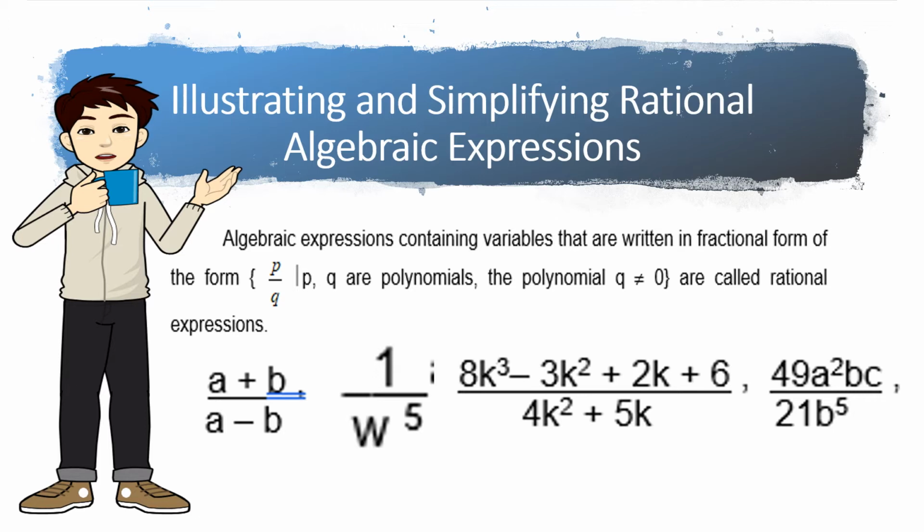We have a plus b over a minus b, 1 over w to the fifth power, 8k cubed minus 3k squared plus 2k plus 6 over 4k squared plus 5k, 49a squared bc over 21b to the fifth power. So all of our rational algebraic expressions are expressions whose numerator and denominator are polynomials. May mga variables tayong makikita sa ating numerator at sa ating denominator.